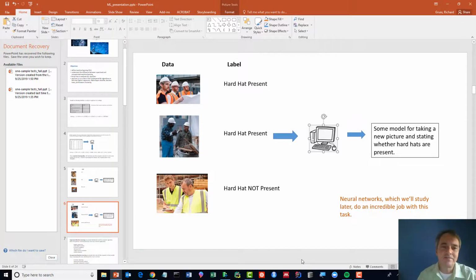Okay, and that's all we're going to say for now, is that it's some kind of model, some kind of way of taking the attributes of the picture and determining which ones tend to go along with the label that a hard hat is present. Now this is kind of tricky for 3D imagery. But what we'll see later when we get into neural networks is that this is the kind of task that they just do an amazing job at.